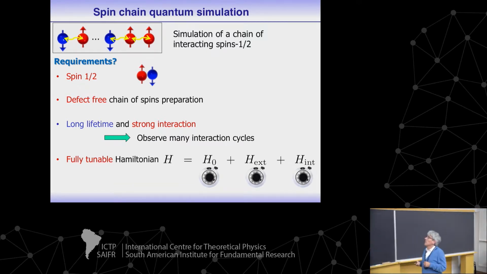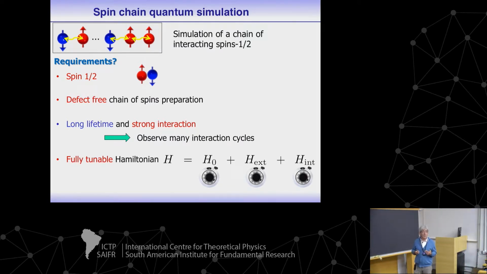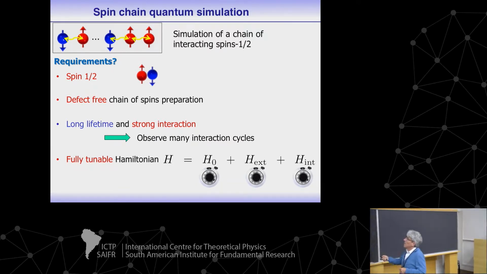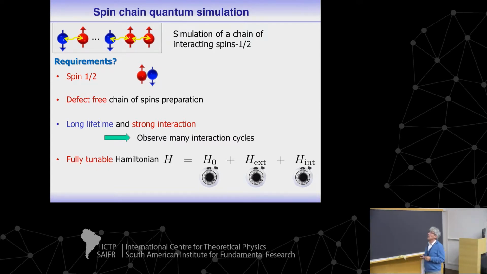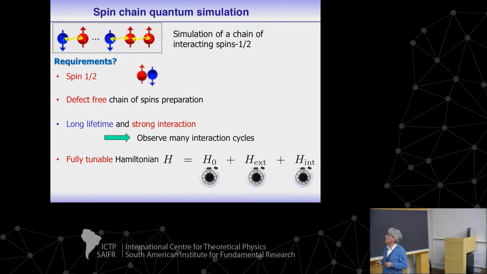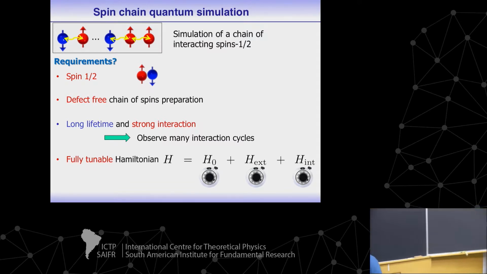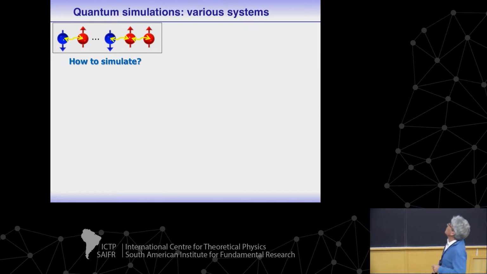You would really like to have long lifetime and strong interaction between your spins so that you can perform the simulation over an extended time scale. And you would like to have kind of full tunability of the parameters of your Hamiltonian, which has different terms: the internal Hamiltonian of the spin, the external Hamiltonian, which means that you can apply external fields to your spins, and the interaction Hamiltonian, which describes how the spins interact in the simulator.